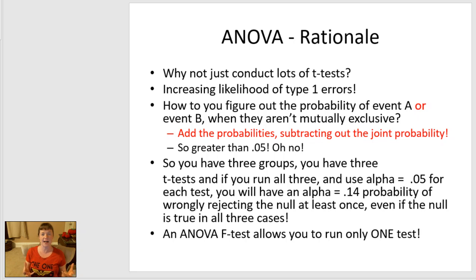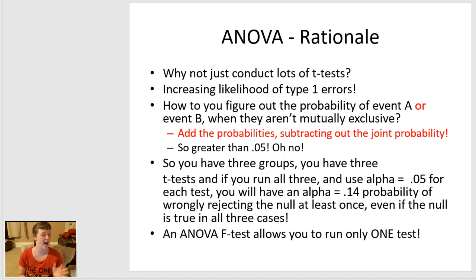Every single t-test has a 5% chance, an alpha of 0.05, of committing a type 1 error. That's why alpha is called the type 1 error rate. It's the probability that you're going to reject the null even if the null is true. And so if, let's say, you only do 3 t-tests, that's it. All you're doing is 3 t-tests because you have 3 groups, right?